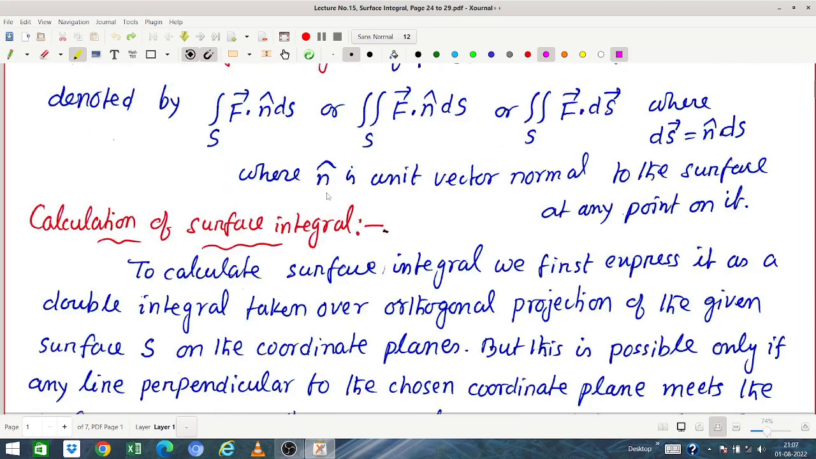And what is n cap? N cap is the unit vector normal to the surface at any point on it.